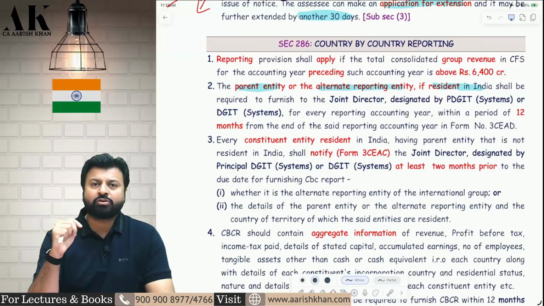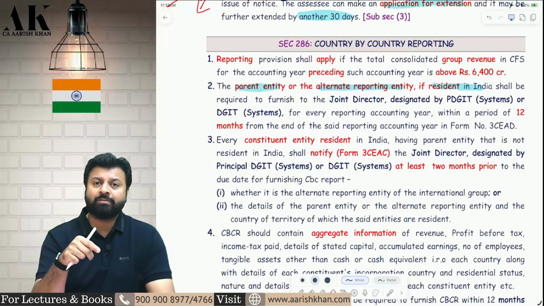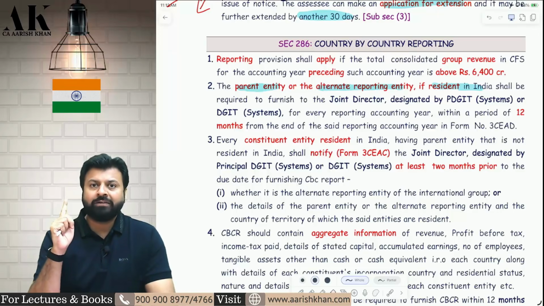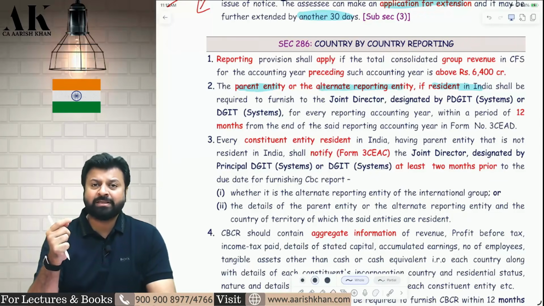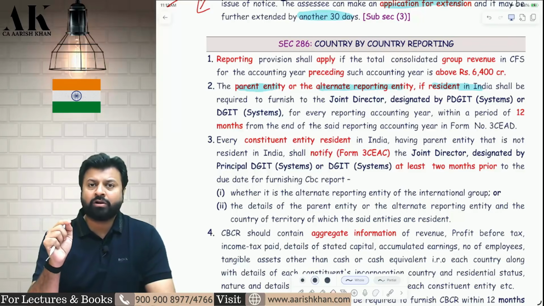But sometimes what happens, Sony Japan designates that power, that particular responsibility, to Sony India. Sony India is not a parent company. Sony India is a constituent entity. So if the parent has designated that authority and responsibility to the subsidiary, to the constituent entity, then that constituent entity is called an alternate reporting entity. So if the parent designates the power to file CBCR in some other country, then whichever country that other subsidiary is located in, that entity will be called the alternate reporting entity.